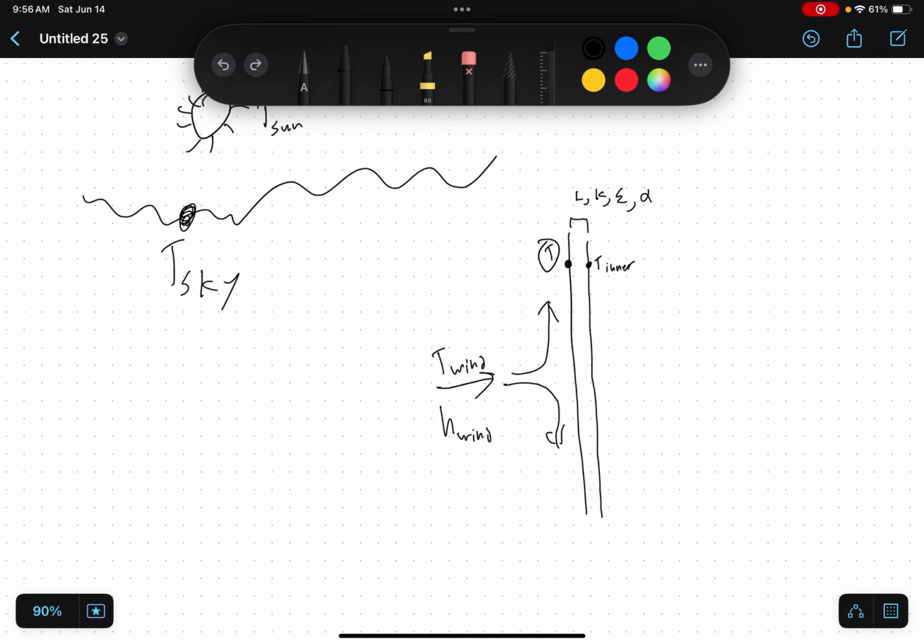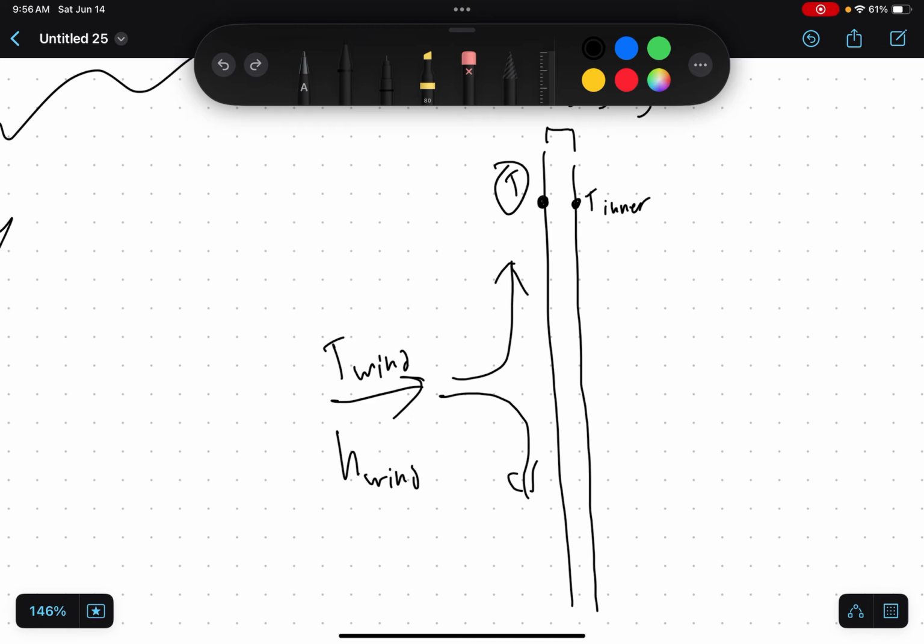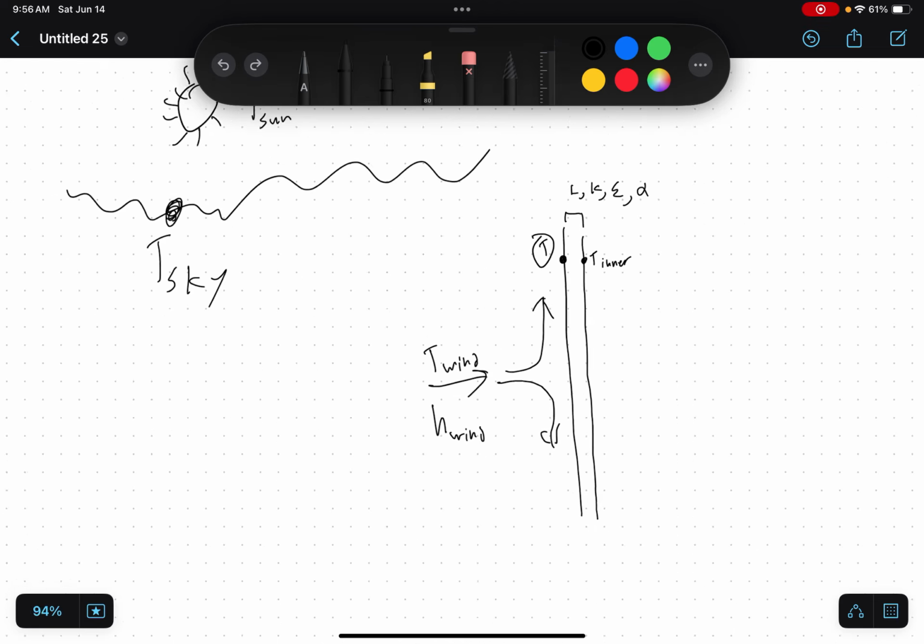Next type is convection. And that is a fluid flowing over a surface and heating it up because one is at one temperature and one's at a different temperature. So in this case, we have wind. So wind is flowing over the window on the outside, and it is going to heat it up.